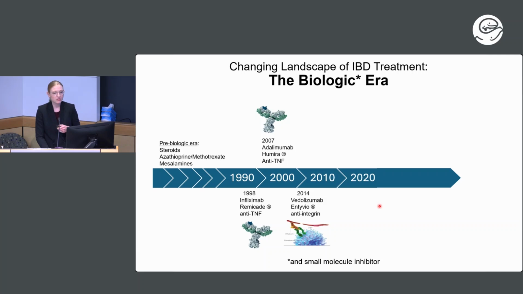And there have been multiple biologics since then, like Entyvio or vedolizumab. This targets integrins so that the lymphocytes are unable to migrate into the intestines and cause further damage. And then Stelara or ustekinumab came out in 2016. This is an anti-cytokine. It targets IL-12 and 23.